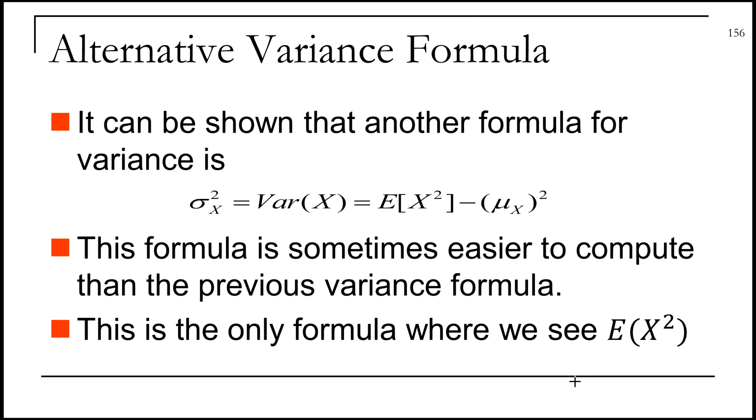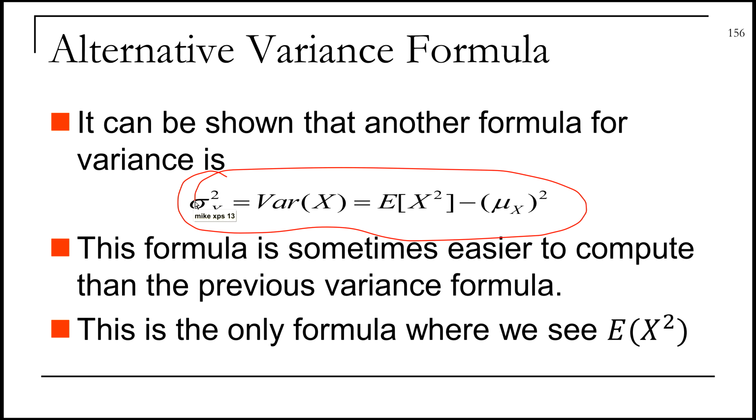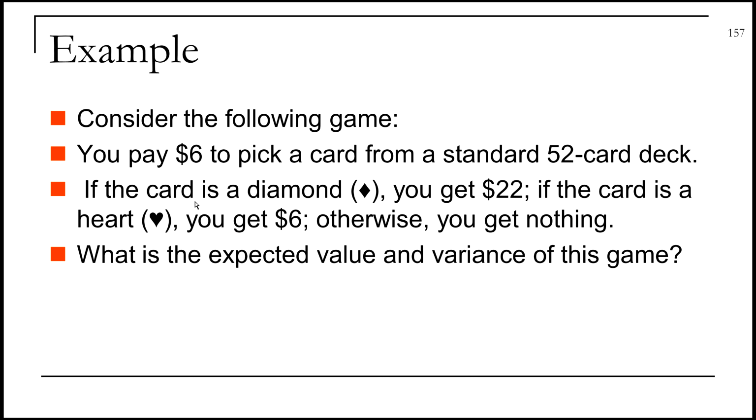Another way of calculating variance, sometimes called the shortcut formula, is E of x squared minus the mean quantity squared. It gives you the exact same value for the variance. It just is sometimes an easier formula to calculate.